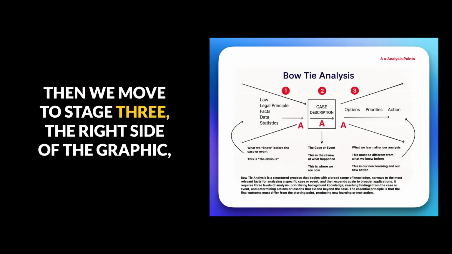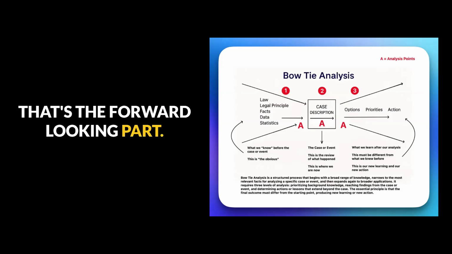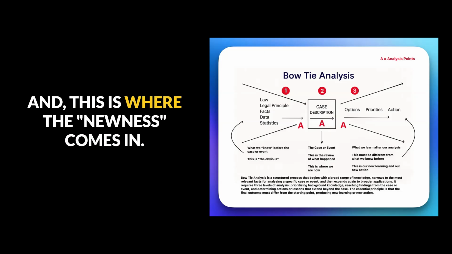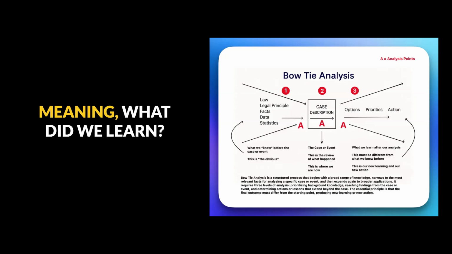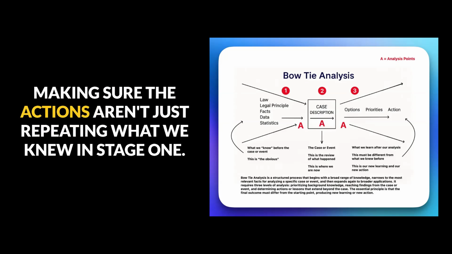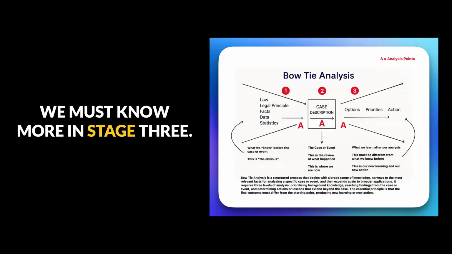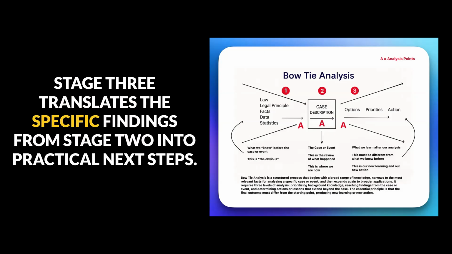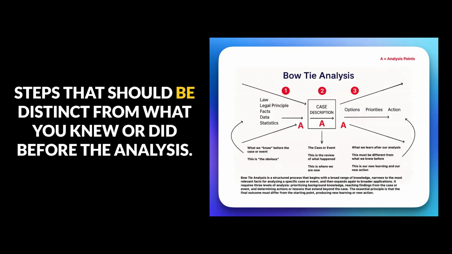Then we move to stage 3, the right side of the graphic. Again, that's the forward-looking part. This is where you generate options, set priorities, and decide on actions. And this is where the newness comes in. Meaning, what did we learn? Making sure the actions aren't just repeating what we knew in stage 1. We must know more in stage 3. That's a critical point. Stage 3 translates the specific findings from stage 2 into practical next steps. Steps that should be distinct from what you knew or did before the analysis.